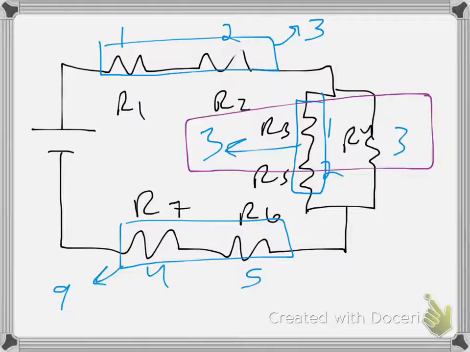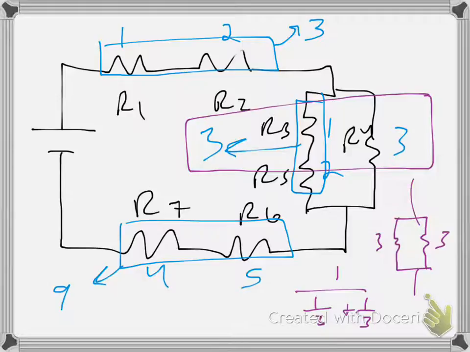That parallel system is 2 3 ohm resistors in parallel. Now there are some shortcuts to doing this, but I want to show the long way. So 1 over 1/3 plus 1/3. So that's 1 over 2/3. You flip that, that's 3 halves. So that's the same as 1.5. So this is extremely messy.